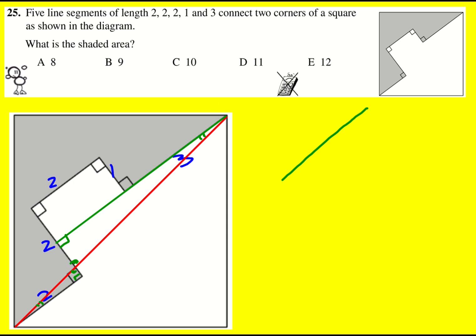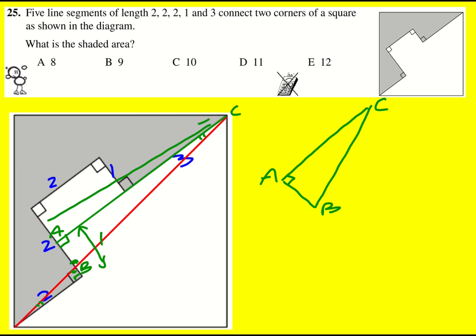So let me call this A, B, C. And because that length is 1 and these are all at right angles, this must actually also be 1. Sorry, not that. The whole length must also be 1. And this length is going to be 2 plus 3. It's going to be 5. Okay, so I can add that one on. That's the one I know.